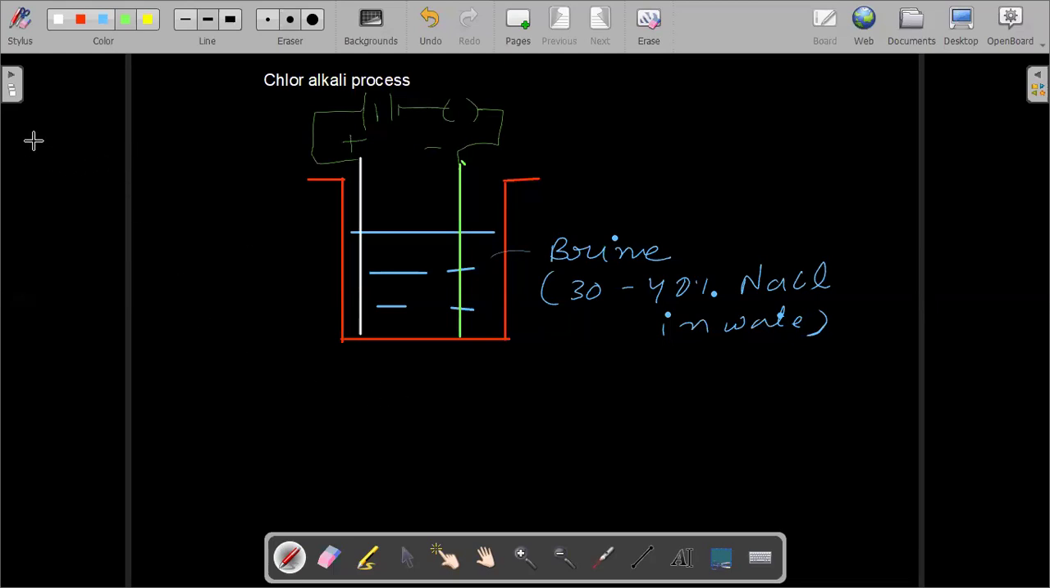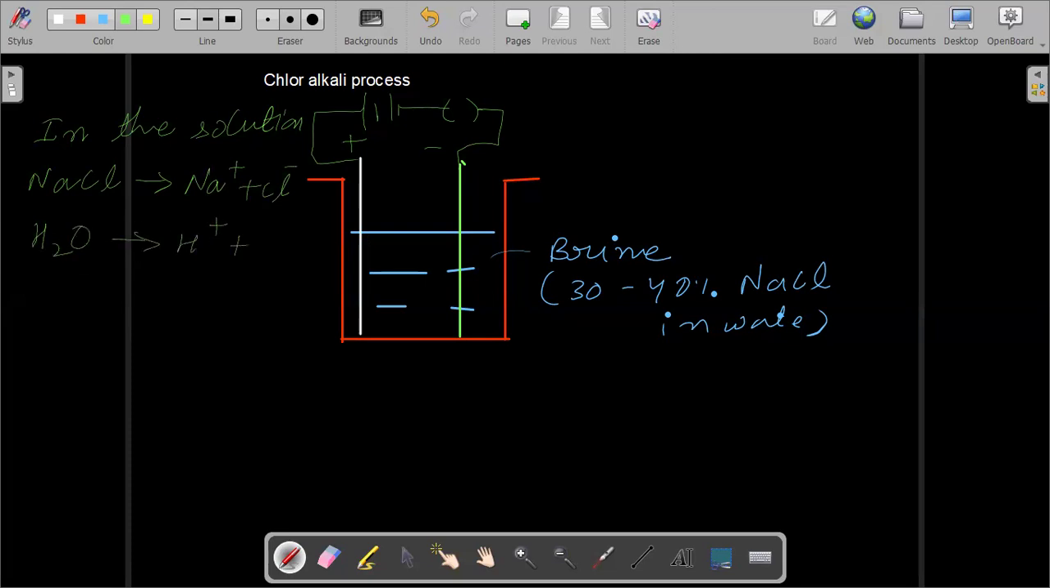So see what happens inside the solution. In the solution, we have water and NaCl. Our NaCl breaks down to give Na plus and Cl minus. These are the two types of ions which we obtain from it. Whereas from water, we obtain H plus ions and hydroxide ions.